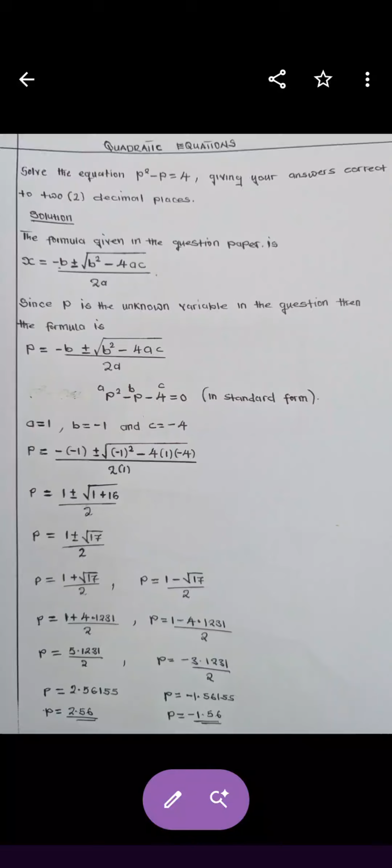It follows the BODMAS. Okay, so we are going to add 1 plus 4.1231, which will give us 5.1231 divided by 2. Okay, so once you get the sum of the two numbers on top, that's when you divide it by the number which is at the bottom, which is 2. So you divide it by 2, you get 2.56155.